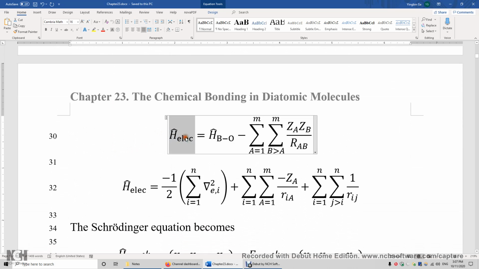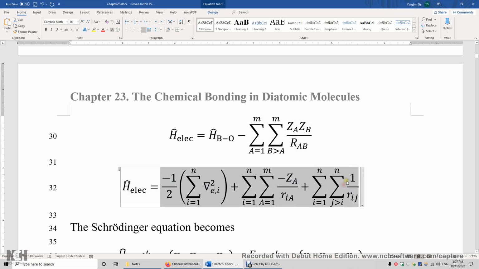So this is the electronic Hamiltonian. It is the Born-Oppenheimer Hamiltonian minus the repulsion between the nuclei. This is the expression of the electronic Hamiltonian. We have the kinetic energy of all electrons, the attraction between the electrons and the nuclei, and the repulsion between the electrons.